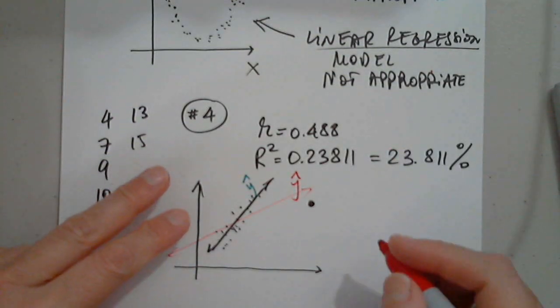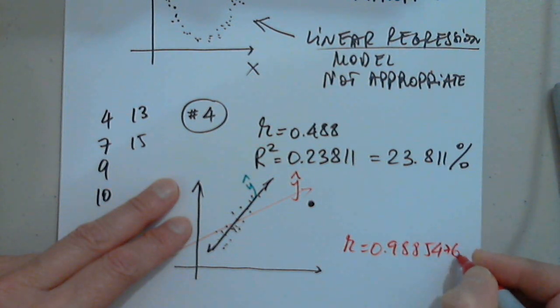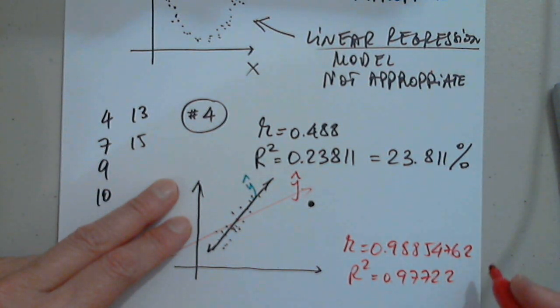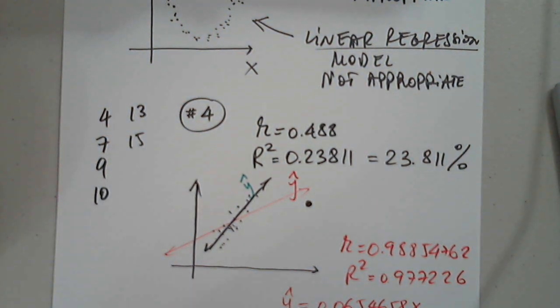So the correlation coefficient is 0.9885472, R squared 0.97722, I'm going to copy y hat equals 0.0654658 x minus 12.5030. Do I need anything else? No, I'm going to have to come back because I'm sure they're going to ask us to predict.